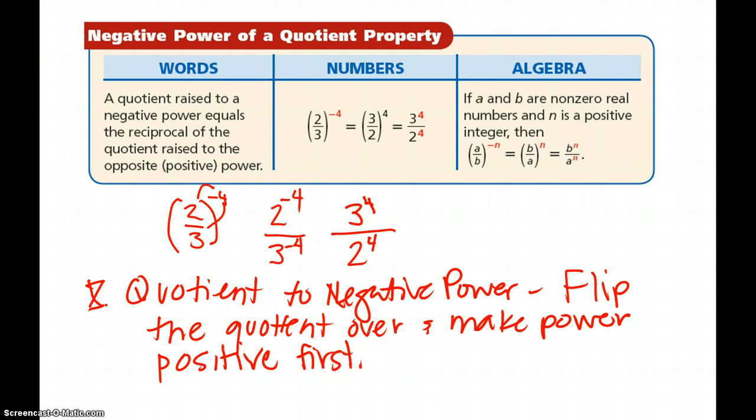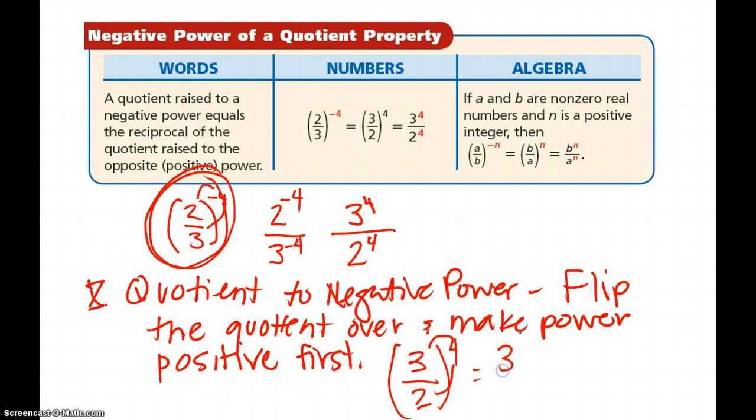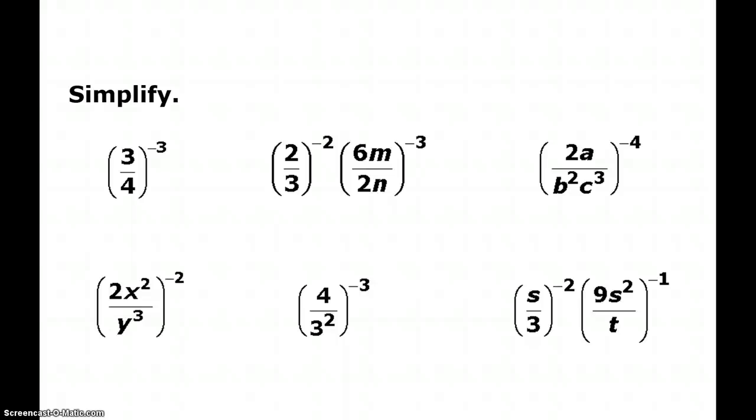You'll get the exact same answer. If we go back to this one up here, what I would do first is start by flipping that over. So I'd make it 3 over 2, and then I would make that a positive 4. And then I'm going to get 3 to the 4th over 2 to the 4th, which would be the exact same thing that I got right there. So you can do the same thing and you get to the same spot. You move on, I'll do a couple examples for you.